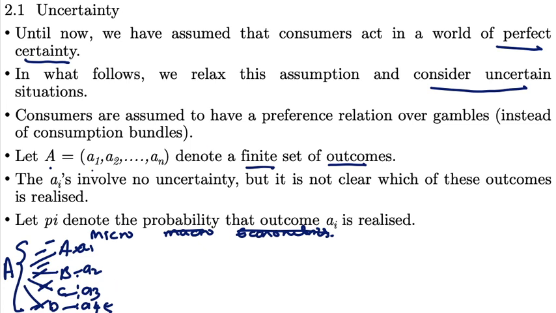But here, the Ai's involve no uncertainty, like I said just now. But it is not clear which of these outcomes is realized. We don't know. Even if you work so hard for your assignment and also project paper, if you don't work smart, probably you can get D. You realize D for your grade.